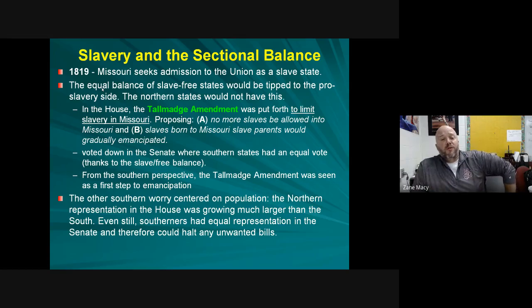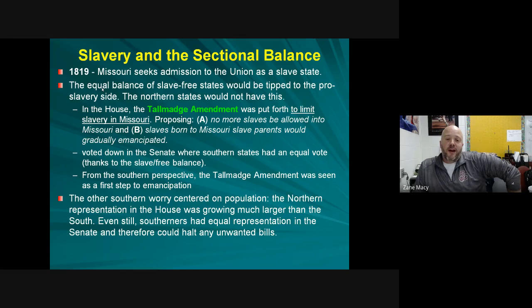As more people start to move west, in 1819, Missouri was seeking admission to the Union as a slave state, and you had an equal balance of slave states to free states. If Missouri got admitted as a slave state, that would tip the balance pro-slavery. Northern states weren't willing to give in to this.